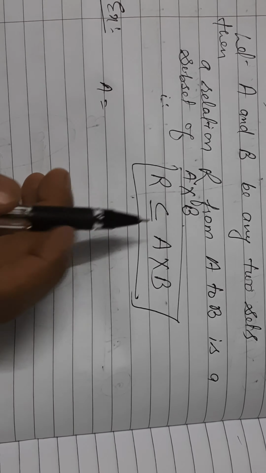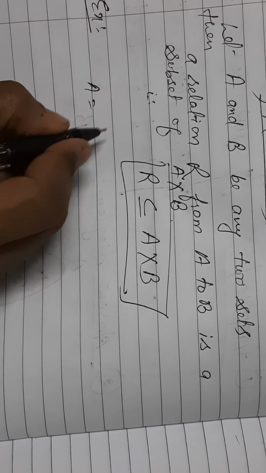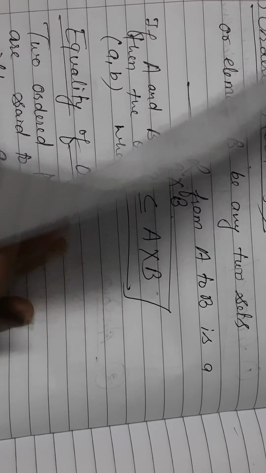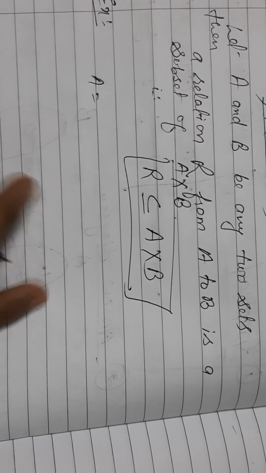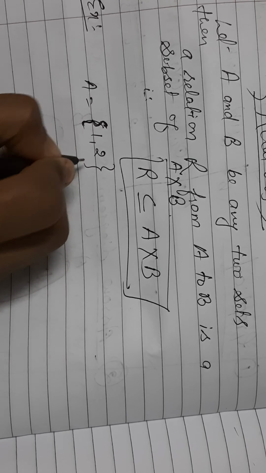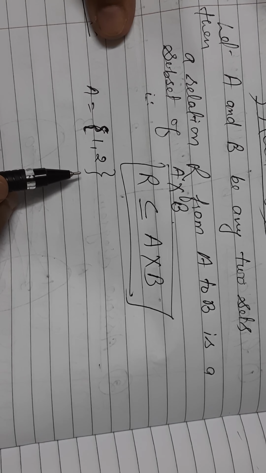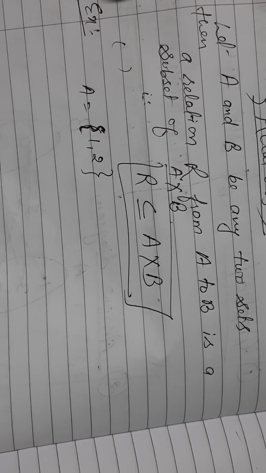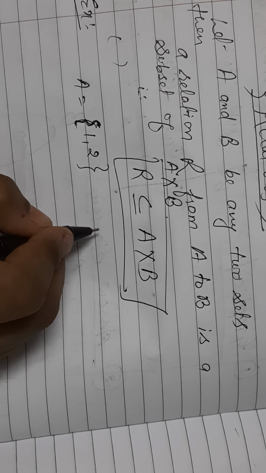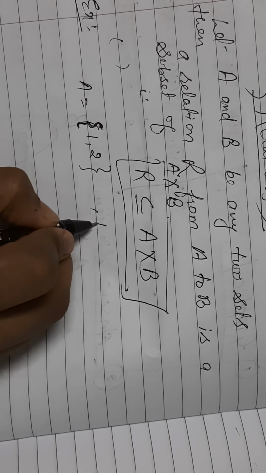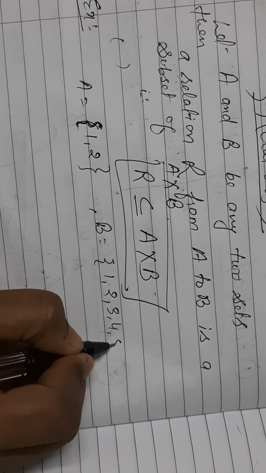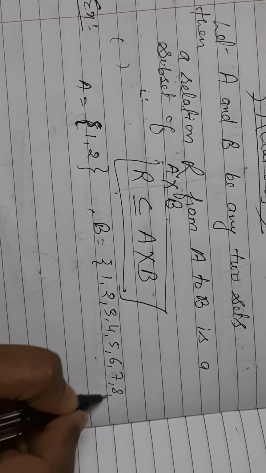Now let us understand this topic by taking one example. Let A be a non-empty set and elements of A are 1, 2. For a set we use curly brackets, and for an ordered pair we use small brackets. So A is the set of 1 and 2, and B is the set of 1, 2, 3, 4, 5, 6, 7, 8, 9.